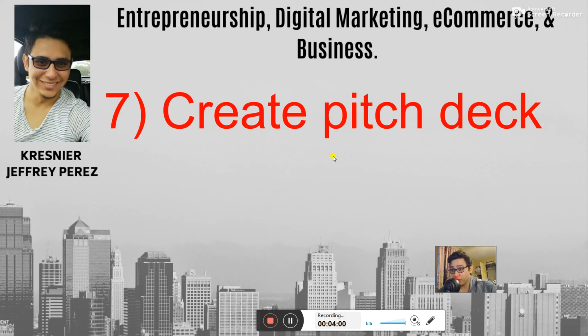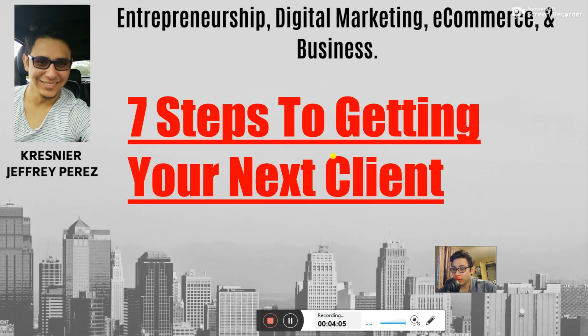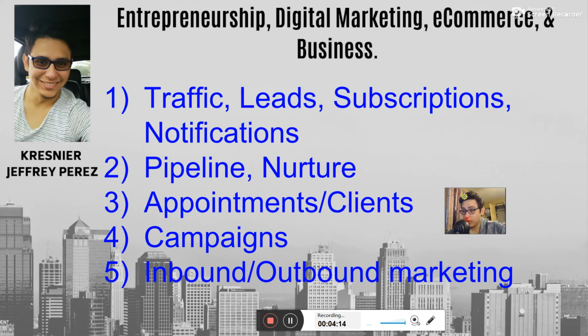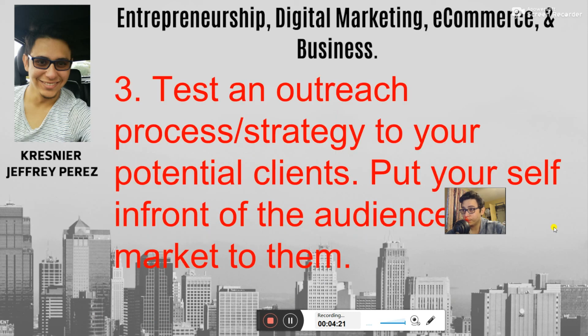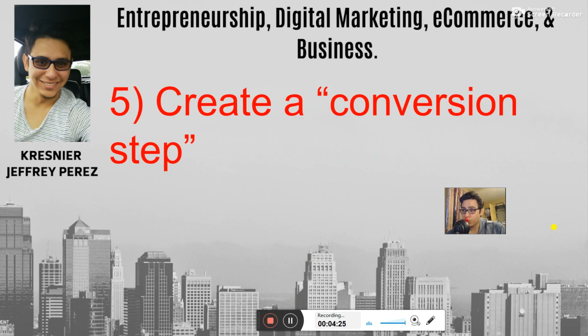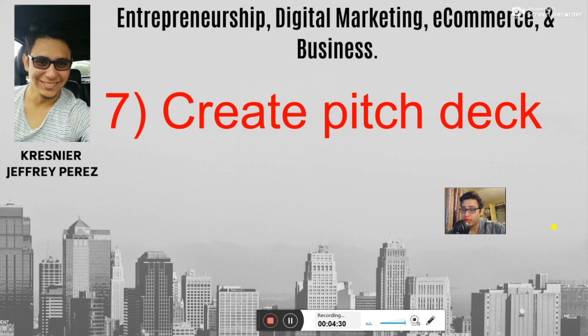It's a really short video, so it's just 7 steps. Let me run it again. So traffic, leads, subscriptions, notifications, pipelines, nurture those pipelines, appointments, clients, create campaigns. You're going to create a cycle of inbound and outbound marketing, pick a niche, create the service that you want to offer, test the outreach process, create an engagement step, create a conversion step, decide on a qualifying process, create a pitch deck. Okay, so that's really what it is.